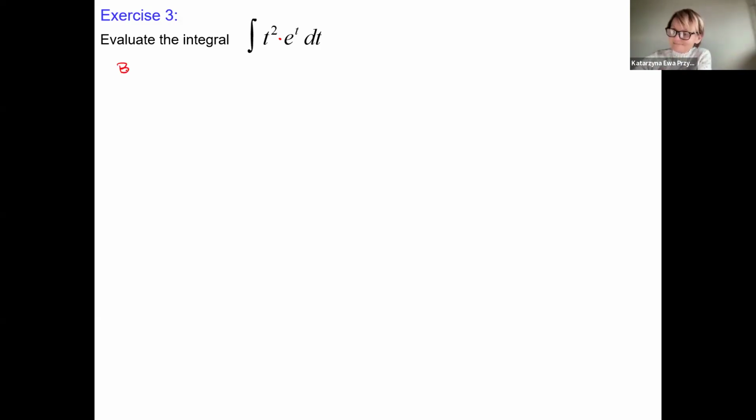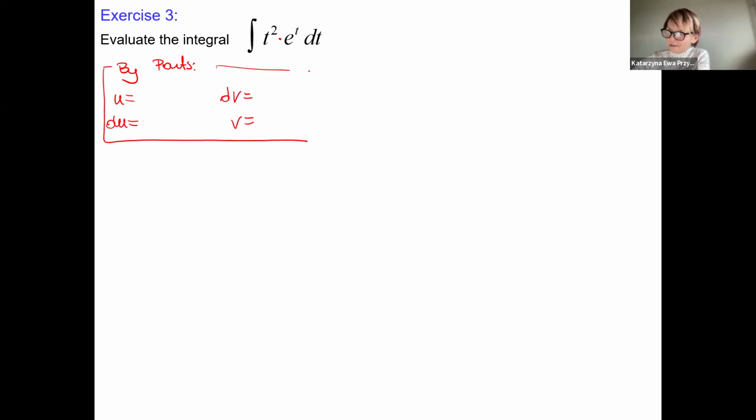Integration by parts. u, du, dv, and v. Okay. The first row, how can we distribute? I have lots of helpers, which I love. Okay, you suggest t squared and e to the t. I think it's good because again, if you do it the other way, you will realize that it's going in the wrong direction.